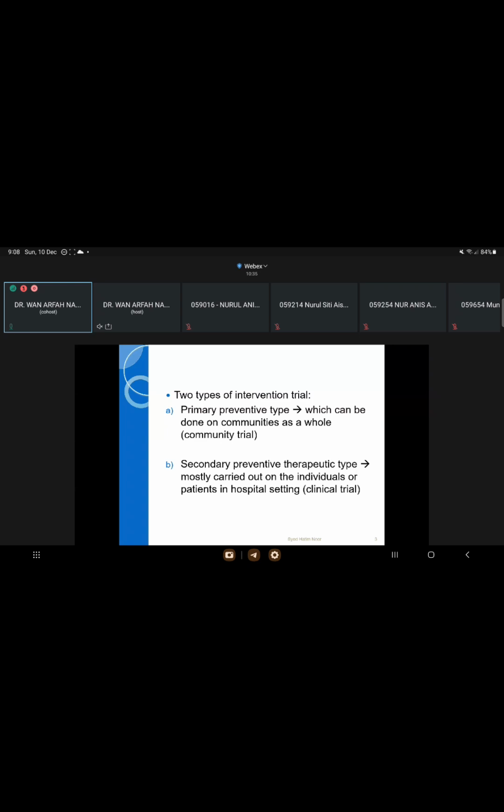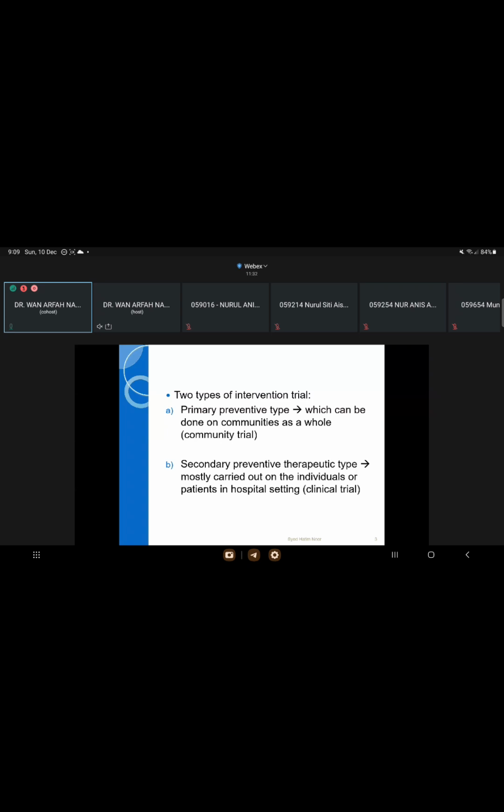Second type is the secondary preventive therapeutic type. This is mostly carried out on individuals or patients in a hospital setting. Clinical trial. So secondary preventive, a patient is a patient, they have already got disease, right? For example, a drug trial. The patient is already on the current drug, the normal treatment, but you are developing a drug that is better at reducing blood pressure. So you conduct the clinical trial to test the efficacy of the drug, whether this drug can reduce the blood pressure better than the current treatment.